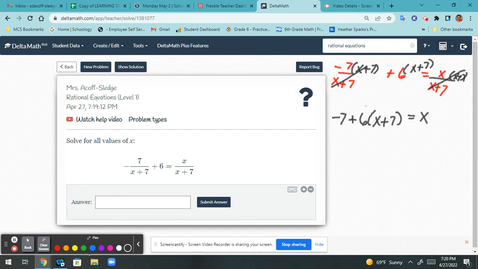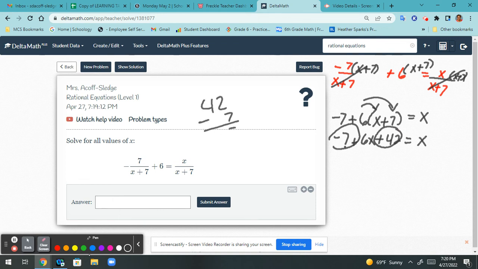Let me go ahead and multiply this out using the distributive property. So minus 7 plus 6 times x is 6x. 6 times 7 is 42, and of course my sign is plus, and that equals x. So let me combine the minus 7 and the plus 42. So that's 42 minus 7, 35. So 6x plus 35 equals x.